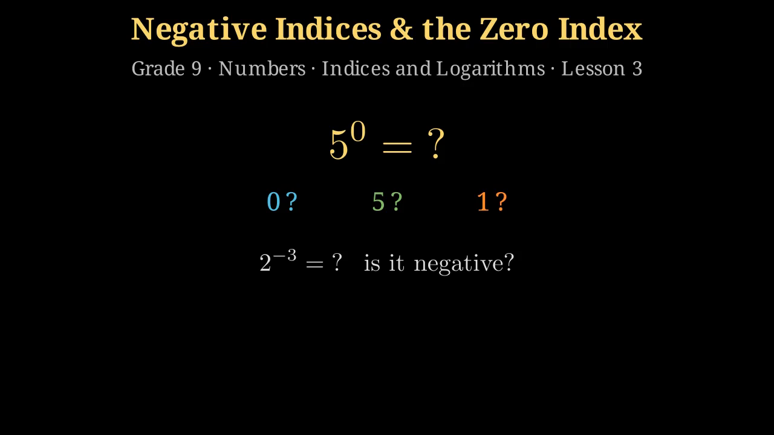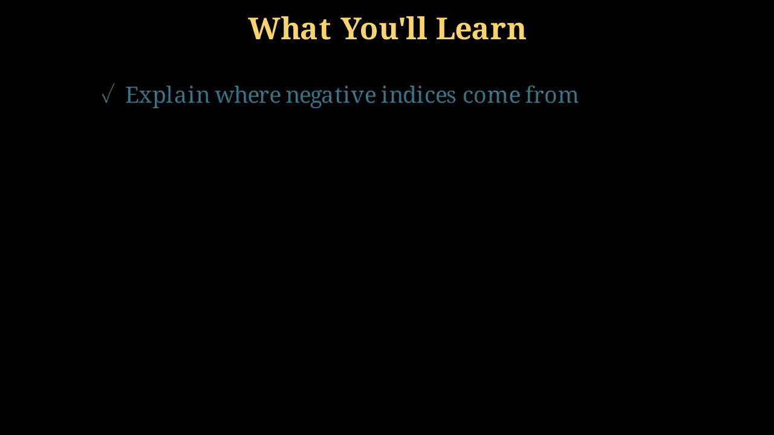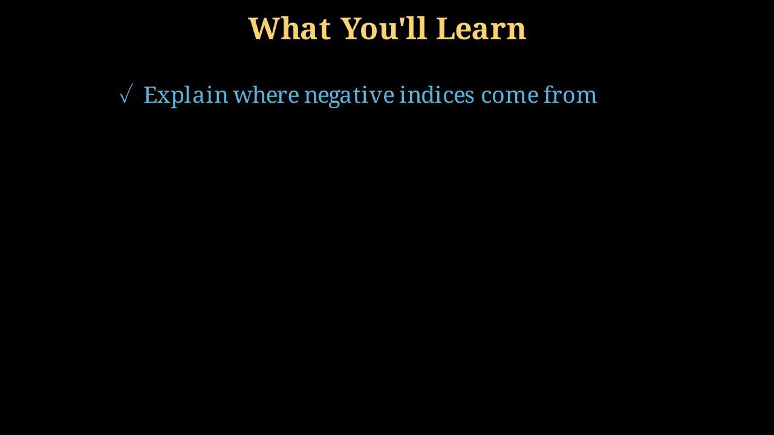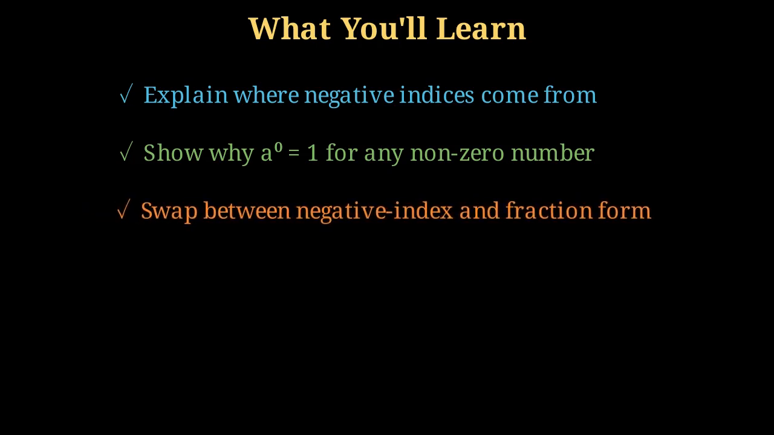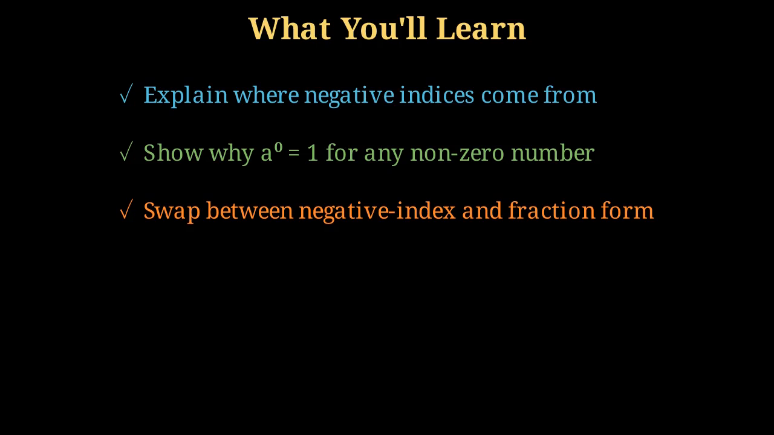By the end of this lesson, both answers will be obvious because they both come from one rule you already know. When you divide powers of the same base, you subtract the indices. By the end of this lesson, you will be able to, first, explain where negative indices come from, straight out of the division law, and use the rule a to the negative n equals 1 over a to the n. Second, show why any non-zero number raised to the power 0 equals 1, not 0. And third, move confidently in both directions: turn a negative index into a fraction, and a fraction back into a negative index.